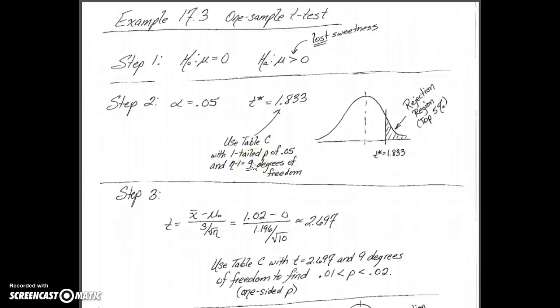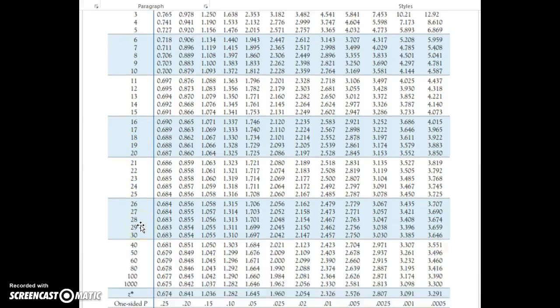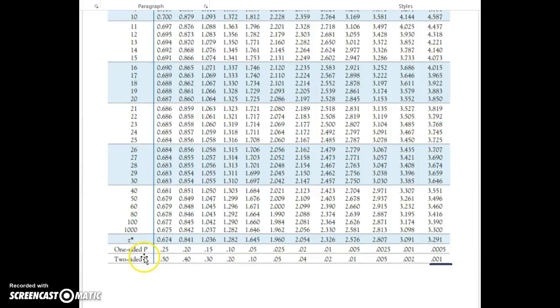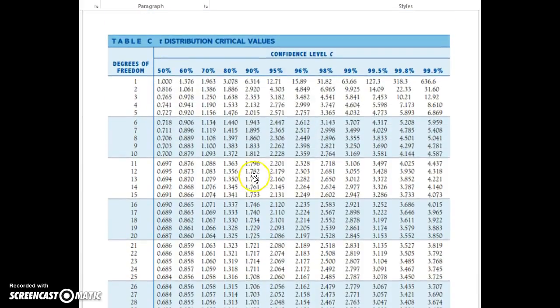We also need to know degrees of freedom. So for this problem, the sample size was 10. 10 minus 1 gives us 9 degrees of freedom. And let's look that up. Okay, in table C here, we're going down to the bottom. Notice these two rows, the one-sided p and the two-sided p. We've already determined we're dealing with a one-sided p of 0.05, so that locates our column that we're going to find our critical value in. And we know our degrees of freedom is 9, so we're going up to the row with 9 degrees of freedom to get 1.833.